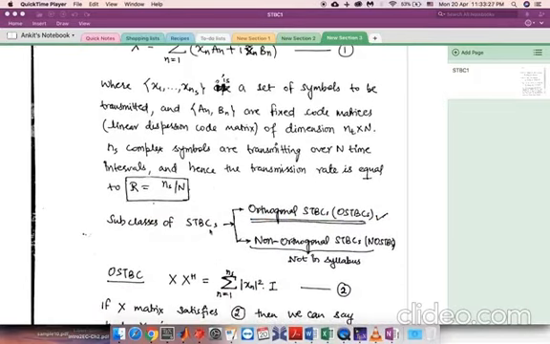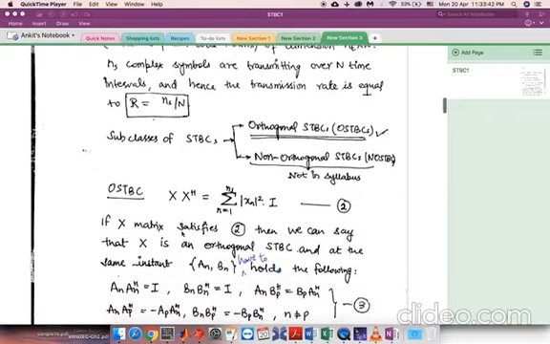There are two categories of STBCs. One is orthogonal and the second is non-orthogonal. Non-orthogonal is not in your syllabus, so we are going to discuss the orthogonal STBCs. Whenever the condition X times X Hermitian equals the sum over n from 1 to Ns of mod of x_n squared times I holds, where I is an identity matrix, then we can say that X is an orthogonal space-time block code.